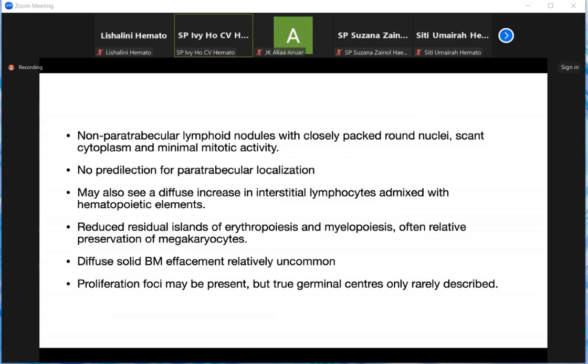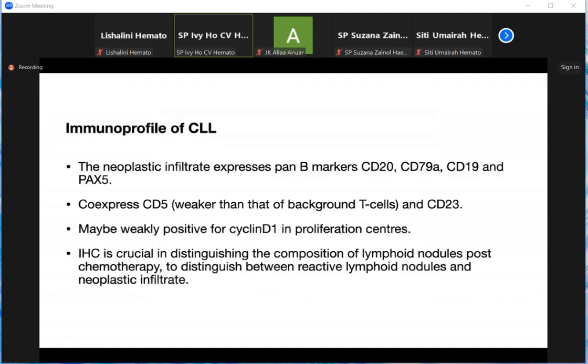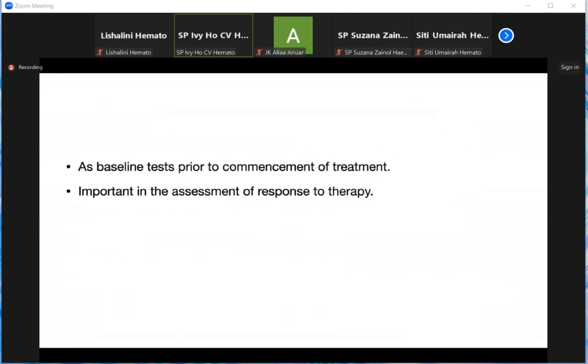In CLL, sometimes you can see an increase in interstitial lymphocytes mixed with hematopoietic elements, and they tend to have reduced residual erythropoiesis and myelopoiesis, but relatively preserved megakaryocyte numbers, as we saw earlier here, right? In this abnormal infiltrate of CLL cells, they tend to have a normal number of megakaryocytes, but reduced erythroid and myeloid elements.